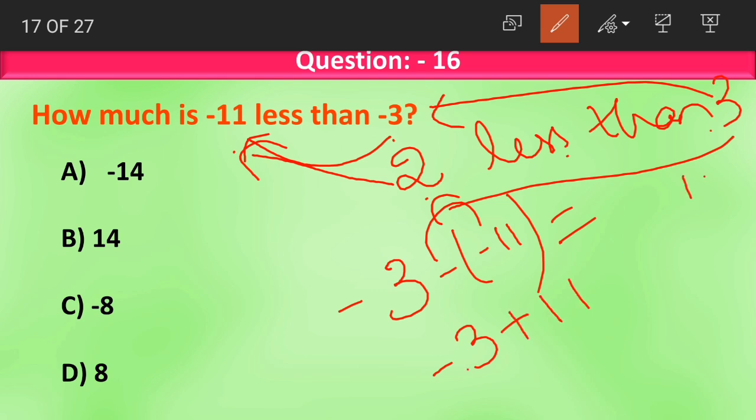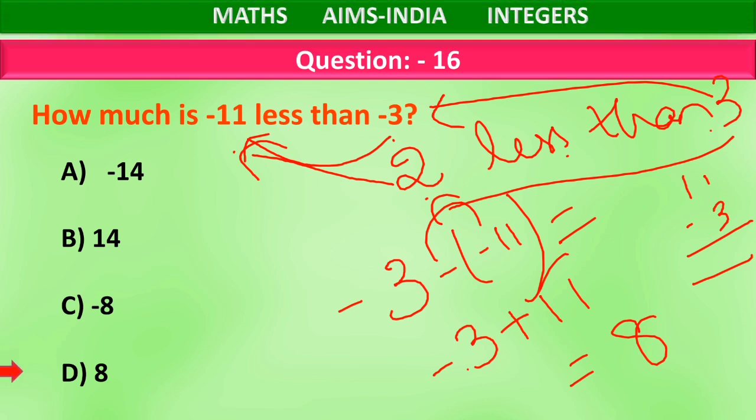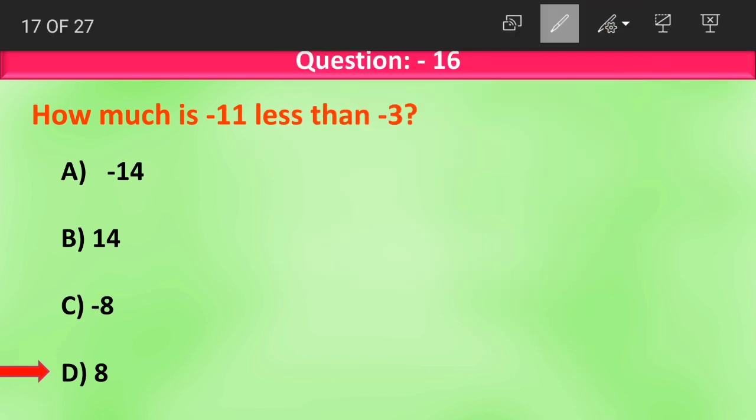Again, 11 minus 3 is what? 11 minus 3 is equal to 8. 11 is the higher absolute number. It has the positive sign, so the answer is also positive. Correct answer is what here? The correct answer is option D, 8.